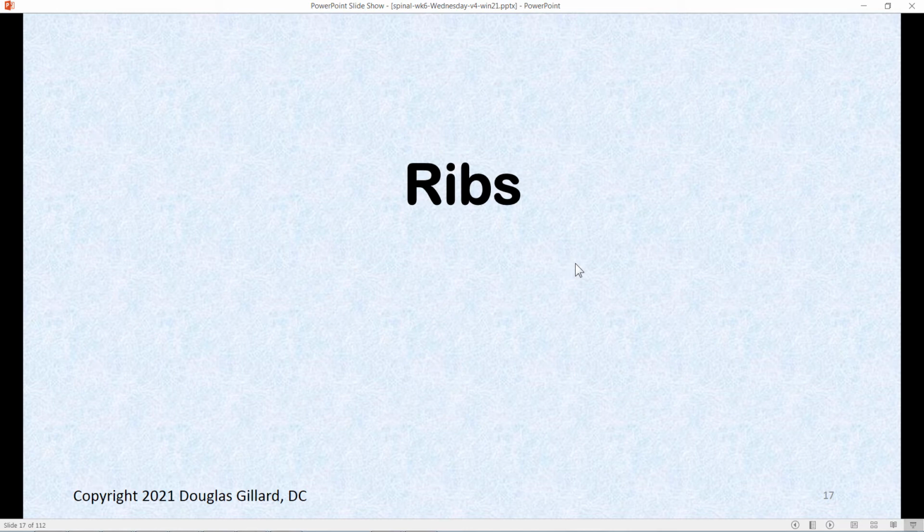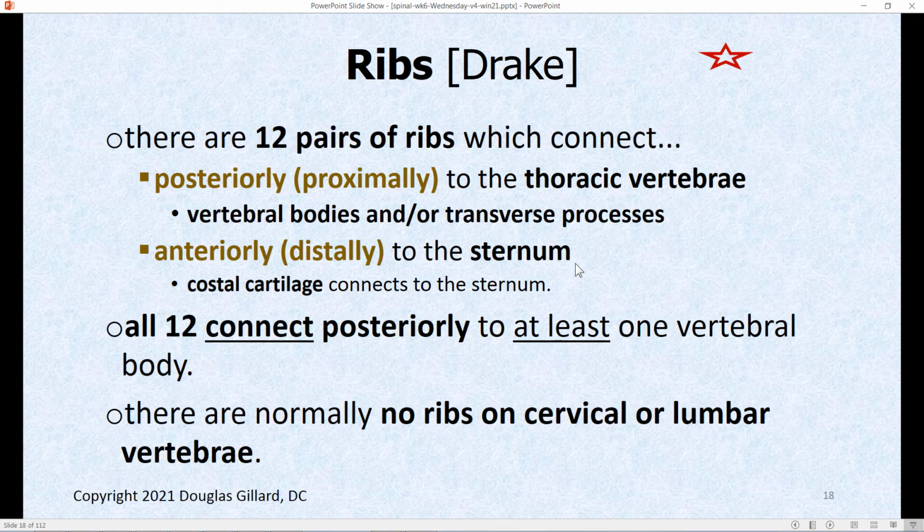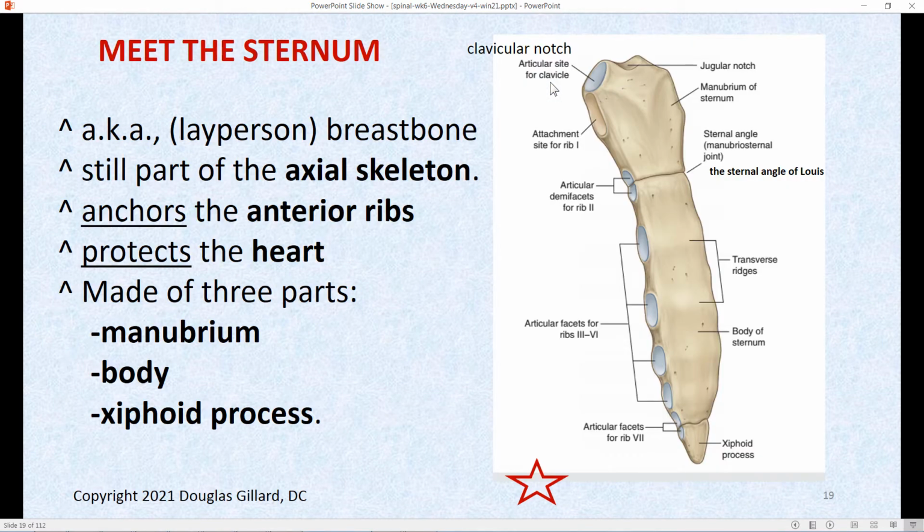All right, let's talk about ribs now. Always a board favorite. There's Gray's Anatomy for Students, the author is Drake here. So there's 12 pairs of ribs, of course, and posteriorly they connect to the thoracic vertebrae. I think we probably already talked about that, right? There's costal facets and costal demifacets where they attach, and anteriorly they attach into the sternum. And all 12 connect posteriorly to at least one thoracic vertebra. So every rib connects to the body. There's no exception. And you shouldn't have ribs, quote, normally in the cervical or lumbar spine, and that can be trouble when you do, especially in the cervical spine.